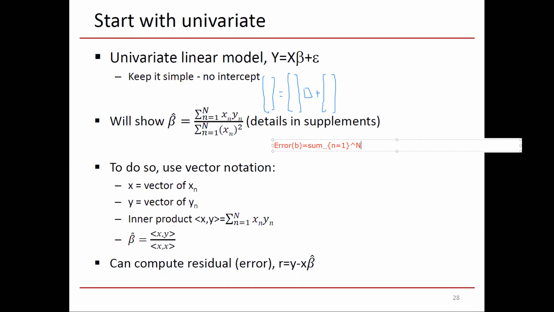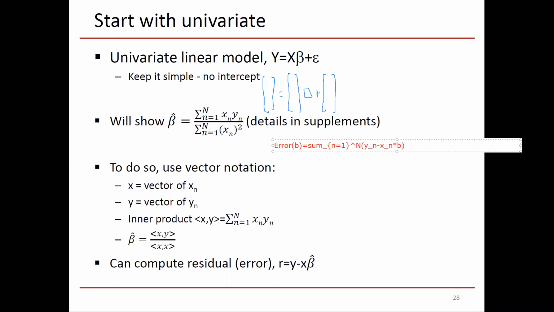All right, so what are we summing over? We're summing over the errors. So we're summing over xn times b is our possible explanation, our model explanation, but we're subtracting that from yn.